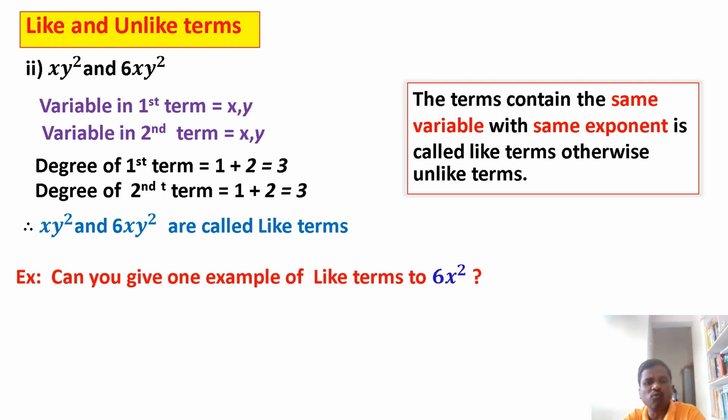Here, can you give one example of a like term to 6x square? Now 10x squared has the same variable, and the exponent of x is the same, so it is a like term to 6x square. 2 by 5x square is also a like term to 6x square.